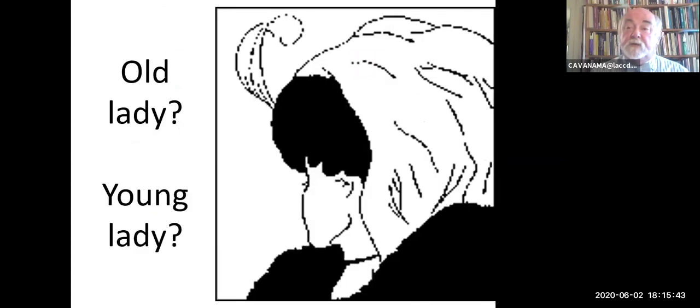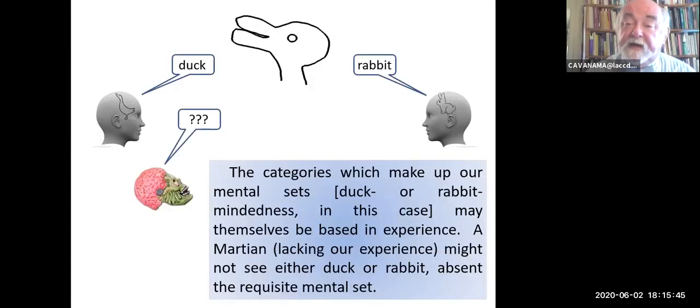In any case, absent the mental set, the perceptual set, the mental category, whatever you want to call it, these are all the same thing, really. Absent that, you would not see it.